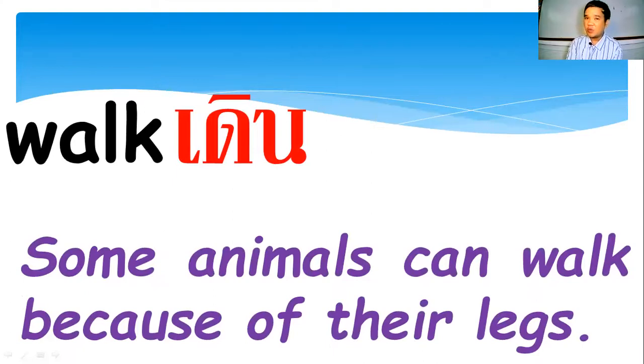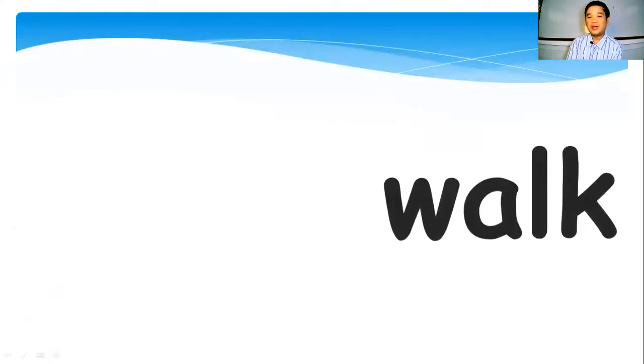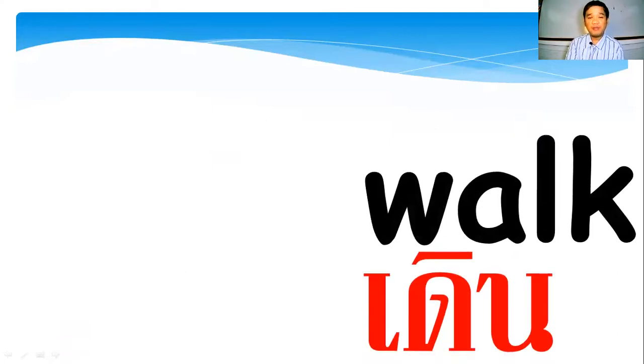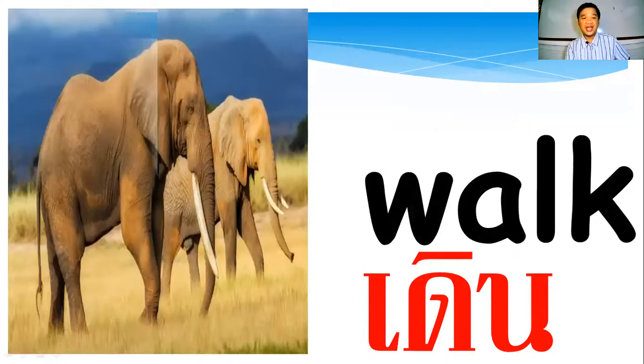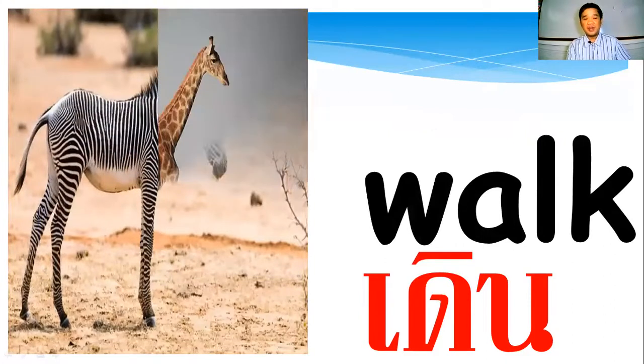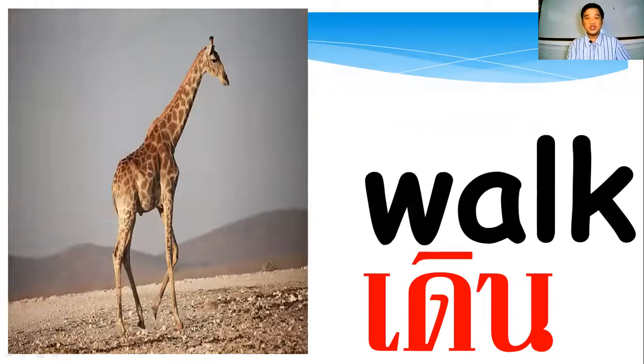And then after that, we identify another movement of the animals, such as walk. Some animals cannot walk, but some animals can walk because of their legs. What are those examples of animals who can walk? If the animals can walk, meaning they have their legs. We have the elephant, the zebra, and also the giraffe. These are only examples of the animals who can walk because they have legs.